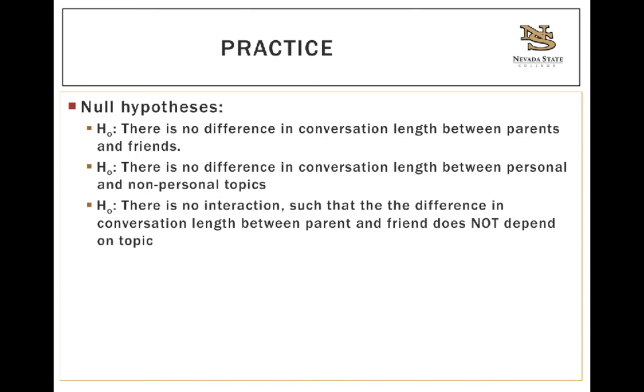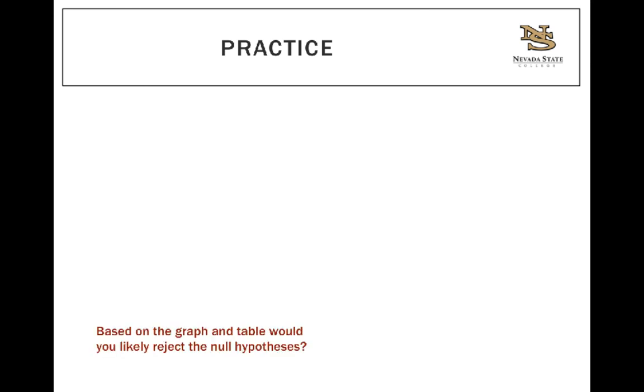All right, so any differences in conversation length between parent and friend won't change depending on what it is that they're talking about. So you might already be thinking, well, I talk to my friends about different things than I talk to my parents about, so I think it would depend on what it is that we're talking about or who I'm talking about it with. So let's take a look at what the data say. Okay, so let's see if we can reject any of these null hypotheses. So once again, I'm going to show you a graph, and then we'll see what we can do with it.